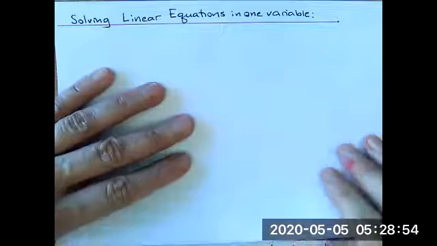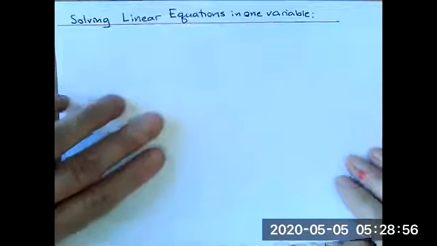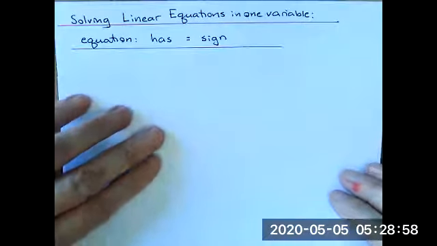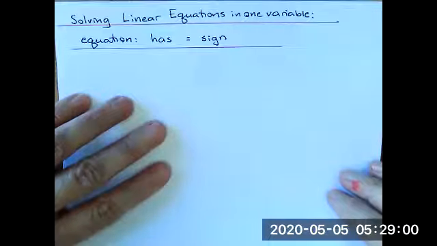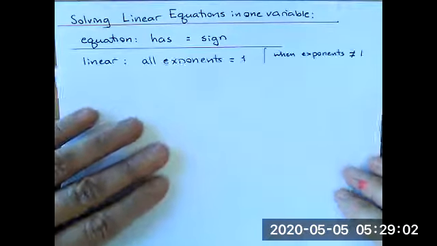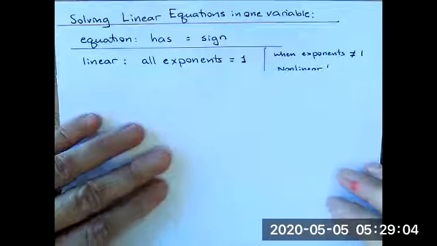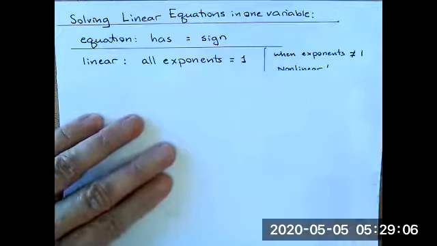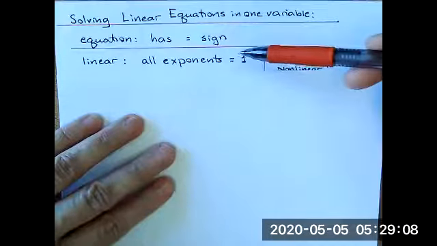Solving linear equations in one variable. An equation has an equal sign. How do you know it's linear? If it's linear, all exponents are equal to 1.